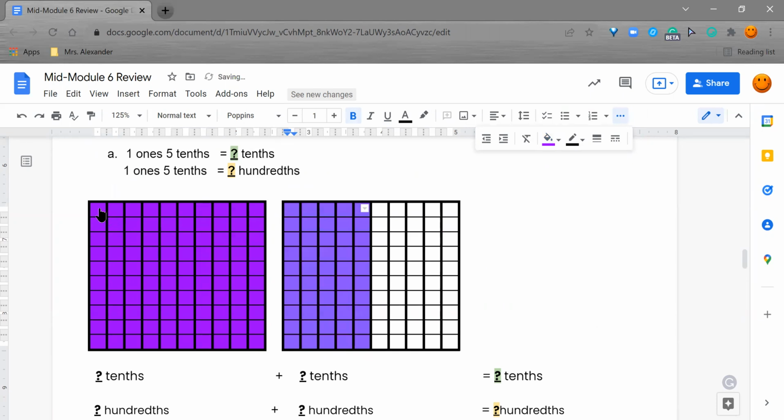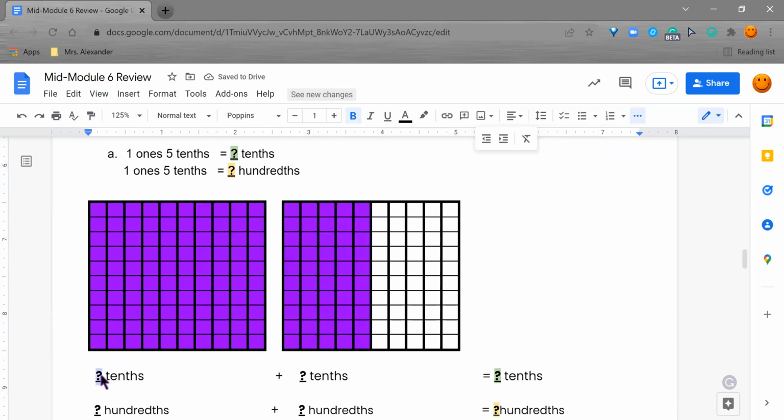So how many tenths do we have? All we've got to do is count. I have 10 in the first one, and I have 5 in the second one. And 10 plus 5 is? Yes, it is 15. So right here, you guys, I'm going to write 15.